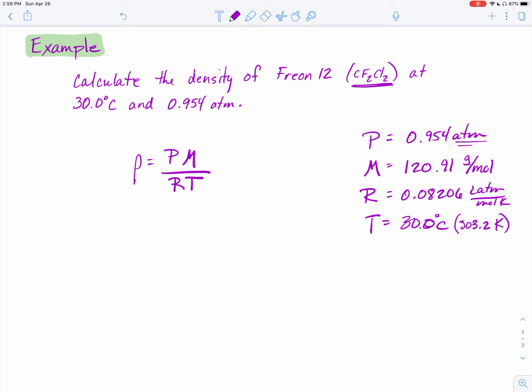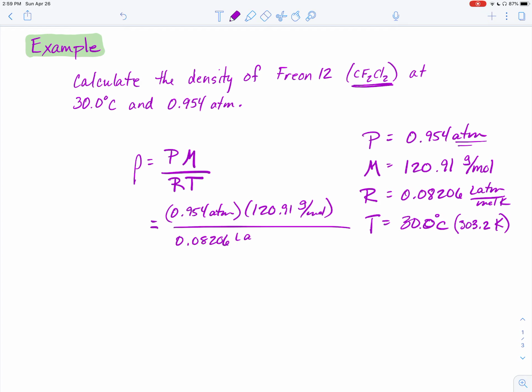Okay, so now that we have all of these, and I believe they're all in the correct units, let's go ahead and start plugging these in. So pressure is 0.954 atm. Molar mass, 120.91 grams per mole. R, 0.08206 liter atm per mole Kelvin. Times our 303.2 Kelvin.